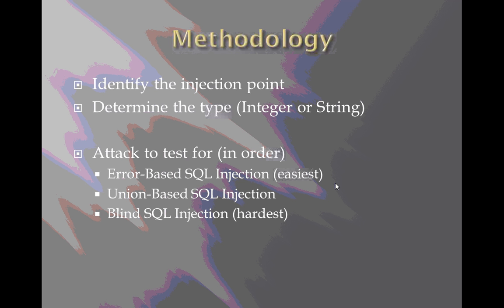So the methodology of Joseph McCrae was to first identify the injection point, which shouldn't take too long, and then determine the type of the injection, whether it's an integer, string, character, or number. And then you want to figure out what kind of attack you're going to test for. Usually you just start with the easiest and go to hardest.